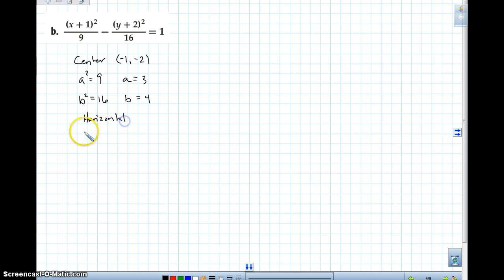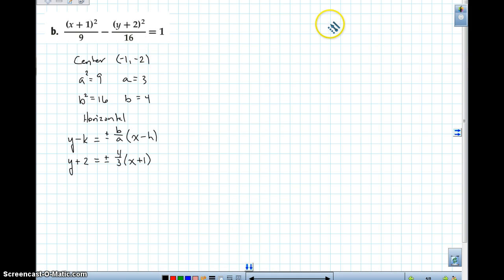So that means the equations for my asymptotes are going to be y minus k equals plus or minus b over a times x minus h. And so we can write the equations of the lines just by plugging in k, h, b, and a. So it's going to be y plus 2 equals plus or minus 4/3 times x plus 1. Alright, let's go ahead and graph this.